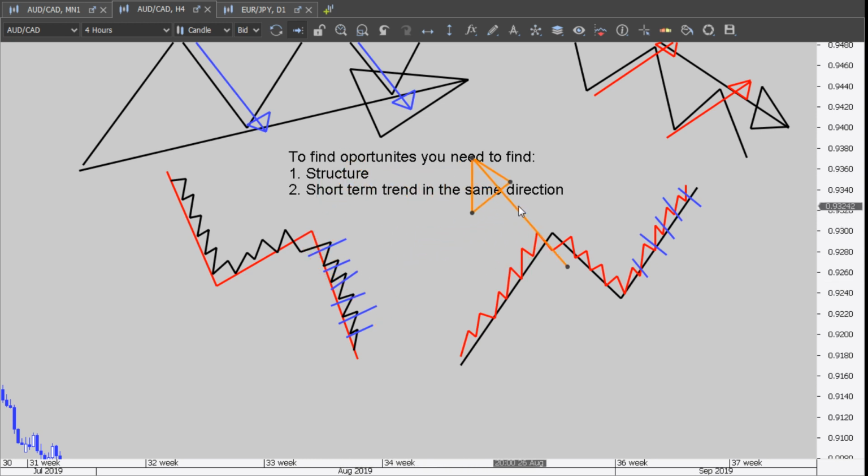To find opportunities, you need to find number one structure. We did this short-term trend in the same direction. How to confirm a trend? There are some rules. We learned about this. So the question is, are we in a confirmed downtrend?